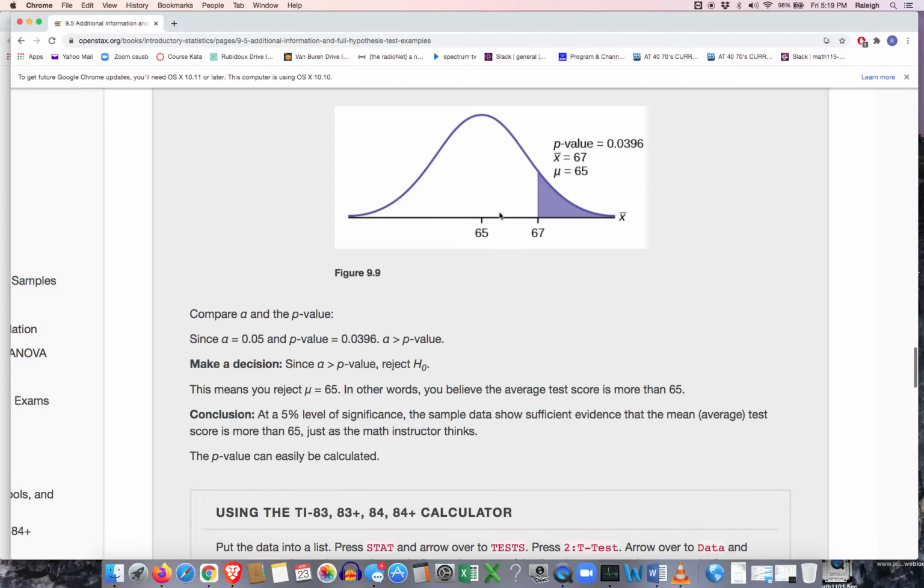The shading is not very accurate. Don't worry about it. Any graphs that you would do not have to be done to any rigorous scale. But 67, of course, is greater than 65, and you have to shade at the tail, or in some cases tails. But that would be about it. So we reject mu equals 65. In other words, the average test score is more than 65.